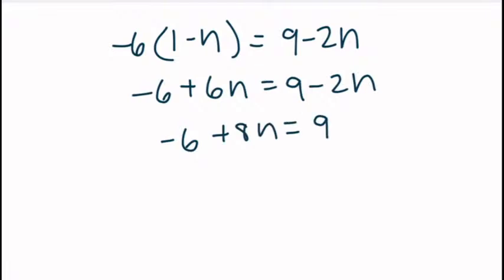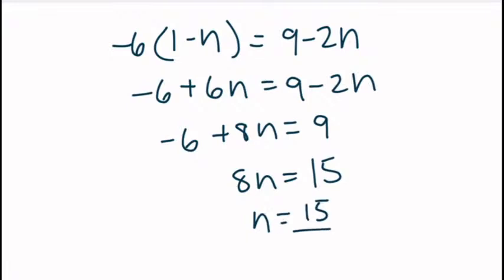Add 6 on both sides to get 8n equals 15. Divide by 8, you get 15 over 8. And that's your final answer.